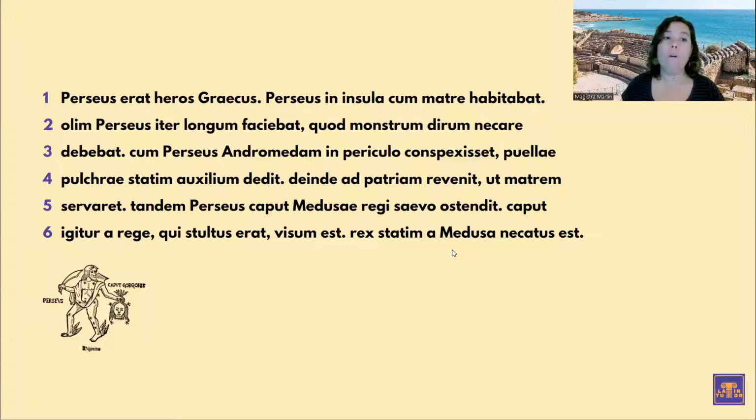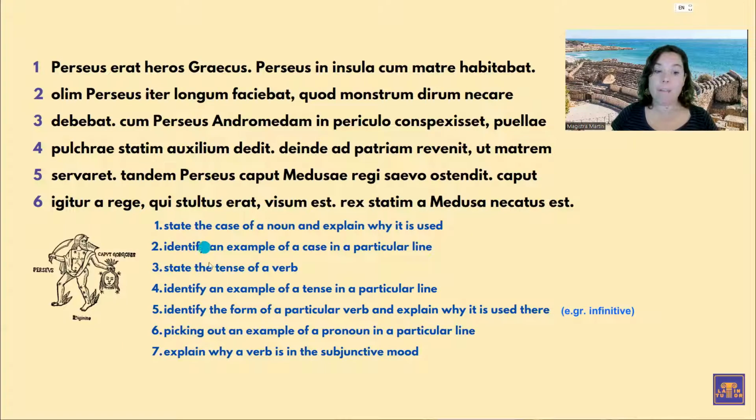Let's go over the different types of questions that you may be asked. I have given you here 7 examples of questions that you may be asked, and we'll go through them. We'll do maybe 1 or 2 examples for each. Let's start with number 1. In number 1, we have state the case. They will ask you to state the case of a noun and explain why it is being used. Let's see an example. That's the best way to explain this.